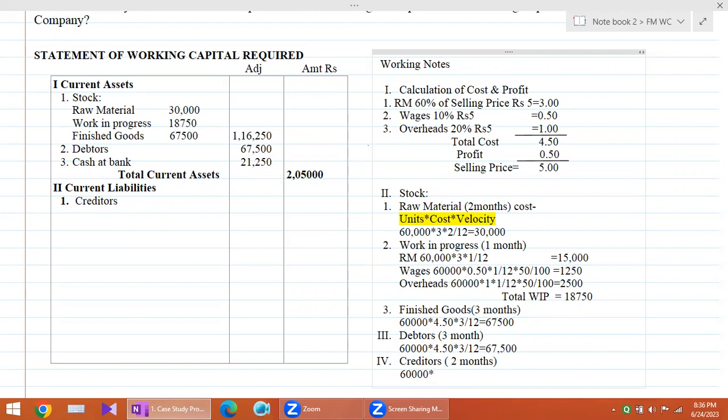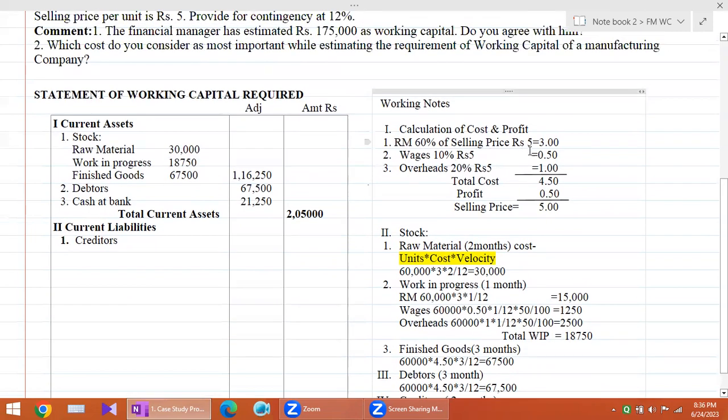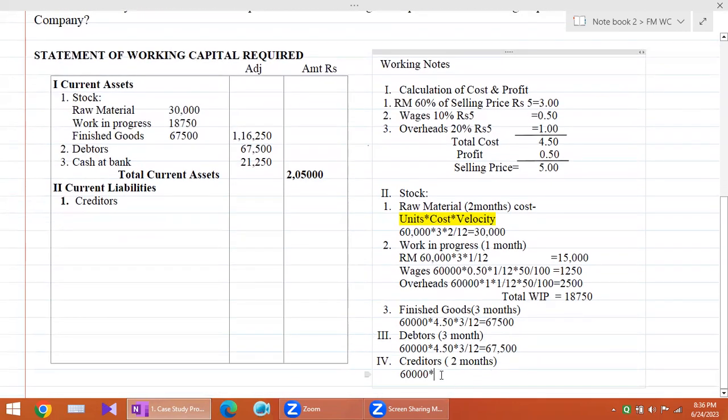What is the cost? Creditors are those who supply the raw materials on credit basis. Here, goods are not taken. It's a manufacturing company. The company purchases raw materials from the suppliers. So what is the raw material cost? Raw material cost is 60% of selling price. That is rupees 3. So to calculate creditors value, we have to take cost as rupees 3. Not anything else, 4.50 or 5 rupees, nothing. Only raw material cost you have to take.